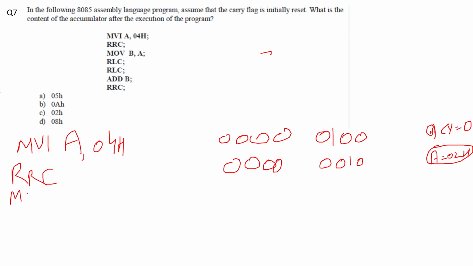Then we have MOV B, A, that is move the contents of accumulator A to B. So B gets loaded with 2. So here I will write B is equal to 02 hex, and A will remain at 02. Then I have RLC. Now what RLC does is it will move the contents of the accumulator, shift it by 1 bit towards the left. So everything will go towards left.